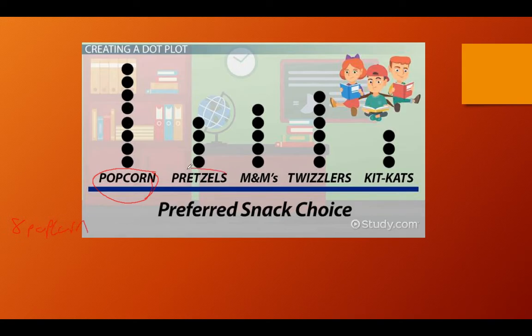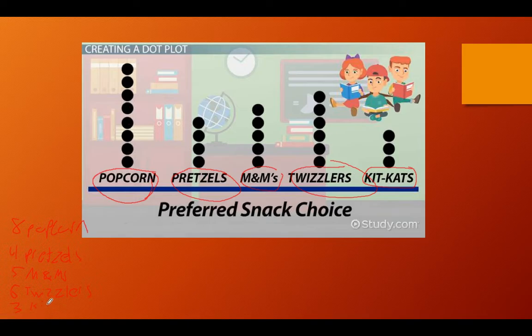Pretzels, next value. 1, 2, 3, 4 dots, which means 4 people prefer pretzels. Those people are crazy. M&M's. There's 1, 2, 3, 4, 5 dots, which means 5 people prefer M&M's. I've never been able to draw that ampersand. You guys get the idea. Twizzlers. 1, 2, 3, 4, 5, 6. Still don't understand that. 6 people prefer Twizzlers. And finally, Kit Kats. Only 3 people? Yeah, this is rigged for sure.